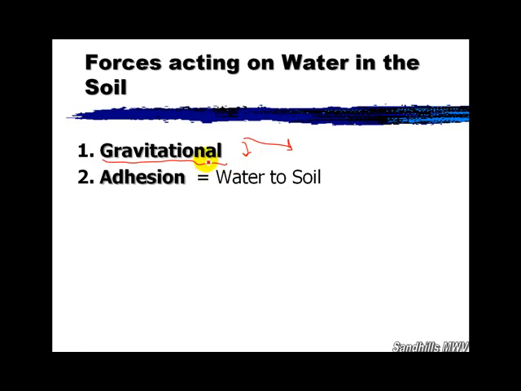Adhesion water is the water that's held to soil. It can be held to soil very strongly. And in that case, it can be held so strongly that plants can't even get that water. And we'll talk about that as we move forward in this section.